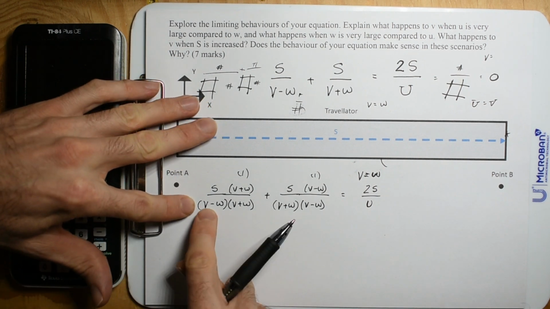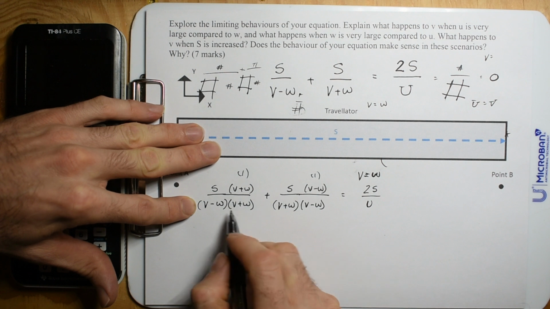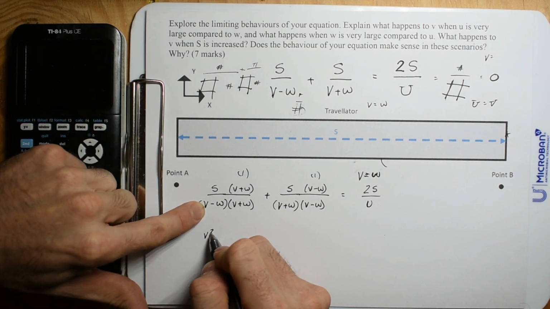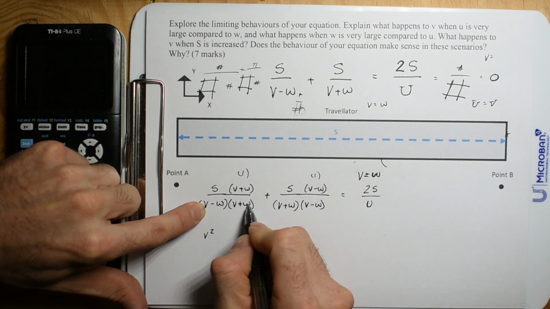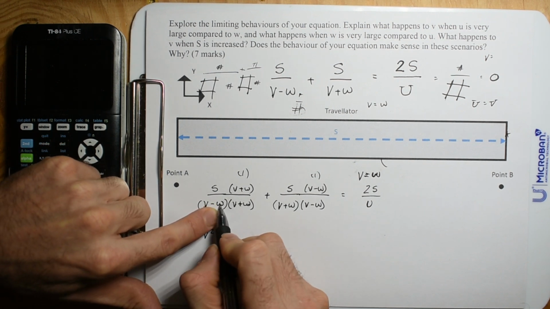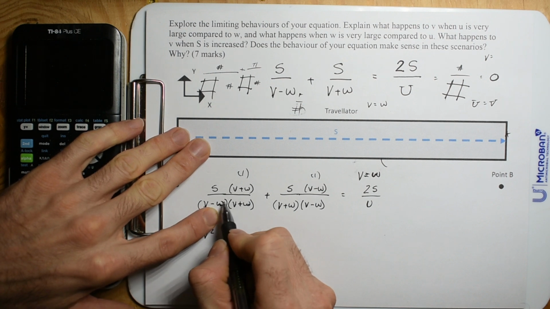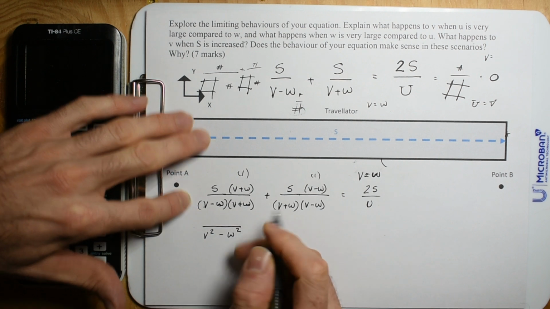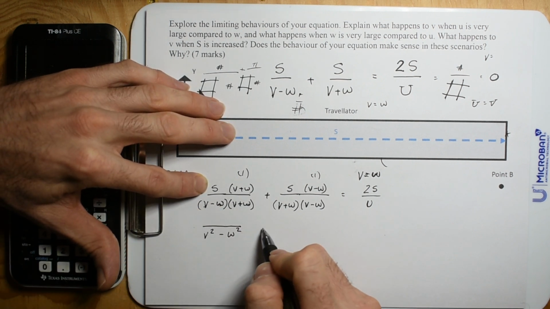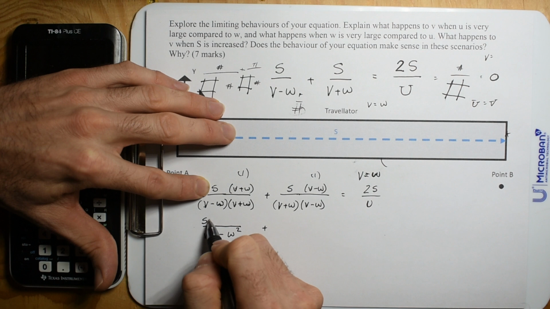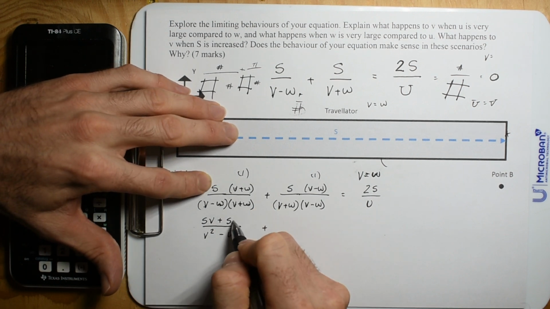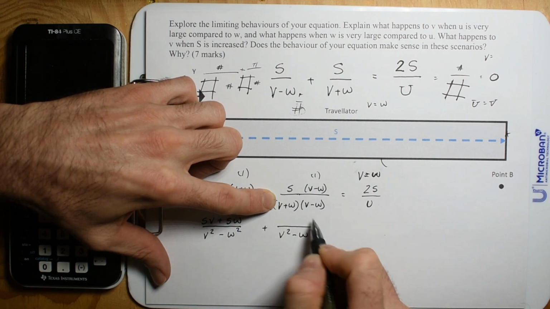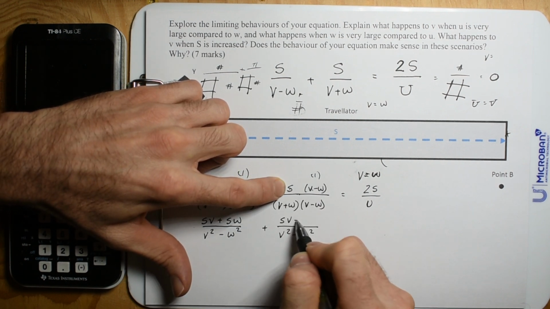And now we can FOIL this through. I'm going to do the bottom first: V squared plus VW, but then we'll have minus VW, and then negative W times W, so we're going to have minus W squared. That's going to be downstairs. Upstairs, we're going to have SV plus SW. Over here, we're going to have that same thing downstairs, and now we're going to have SV minus SW.